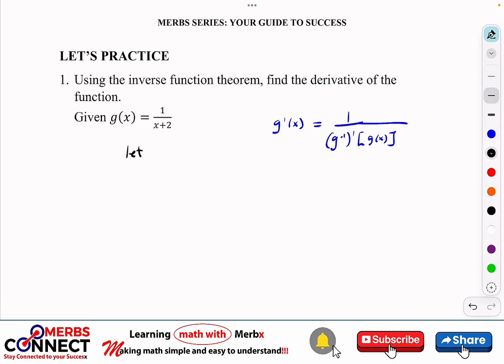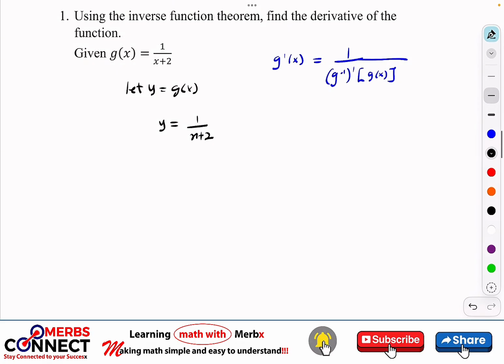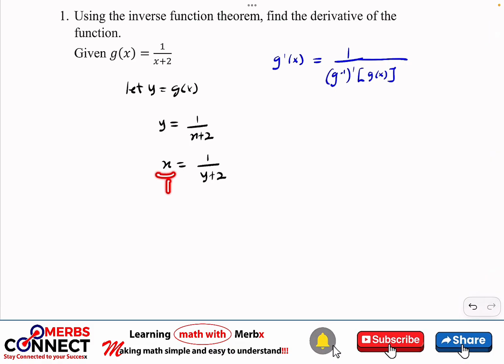Let y equal g(x). So we are going to have y equals 1 divided by x plus 2. And remember, we need to interchange x and y. So x is equal to 1 divided by y plus 2. This is divided by 1, so 1 times 1 and x times this.